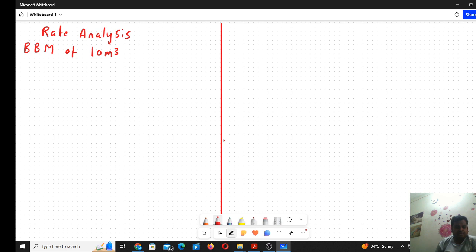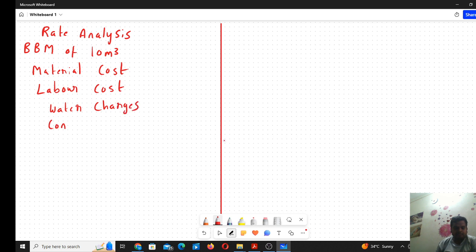Now whenever we are doing rate analysis, the first thing is the cost which we are incurring, which is nothing but the material cost. Then we need to incur the labor cost. Then any additional charges such as water charges, and then the contractor profit. So these are the four things that will come into consideration whenever we are doing the rate analysis.